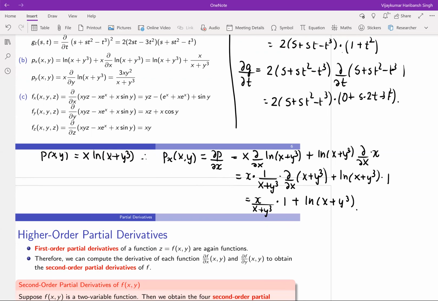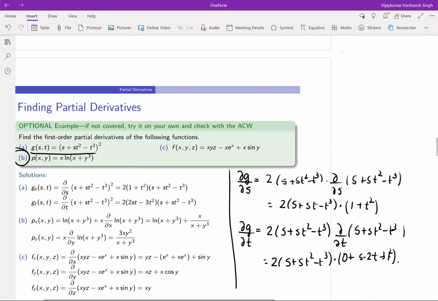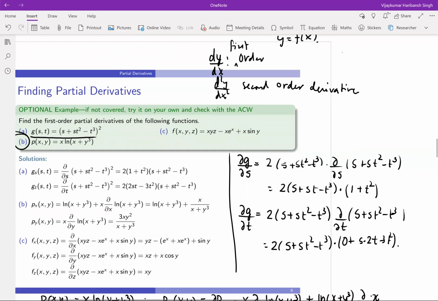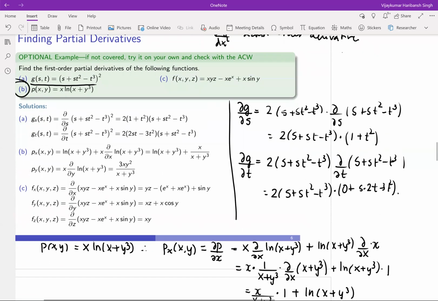Okay, so this is how you would compute the partial derivatives. And these are called first order partial derivatives. Why are they called first order partial derivatives? Again, dy by dx is the first order derivative, right? First order. Then d square y by dx square is the second order derivative. Yeah, these are derivatives, not partial derivatives, because here y is a function of x. Here you have z as a function of x and y, so we need partial derivatives.